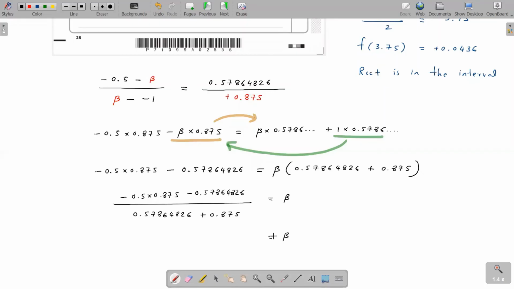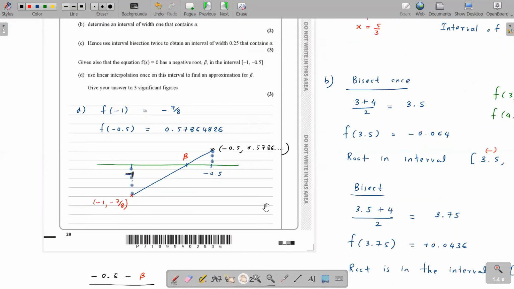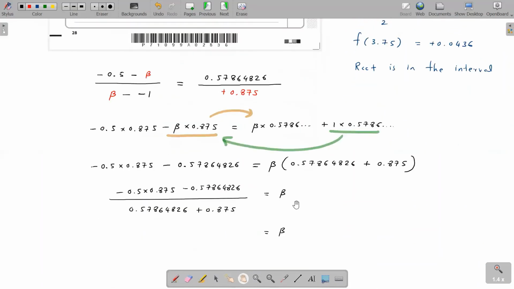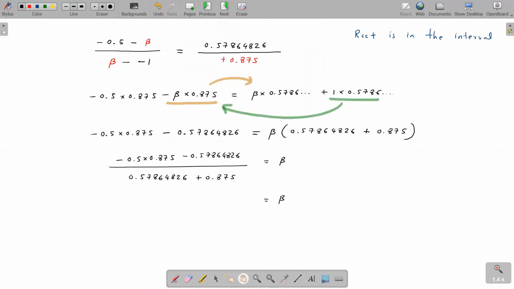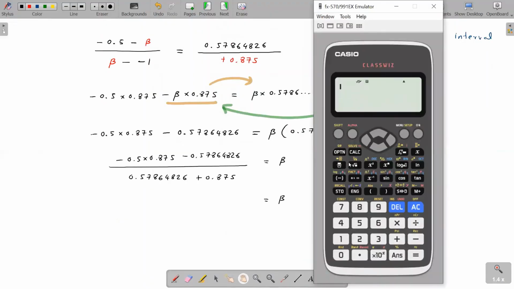Can you all type this whole thing in the calc? Get me the answer. They want it to how many decimals? Give your answer to 3 significant figures. Minus 0.5 into 0.875 minus 0.57864826. I think that answer was stored in the calculator. You could have used the answer in place here.